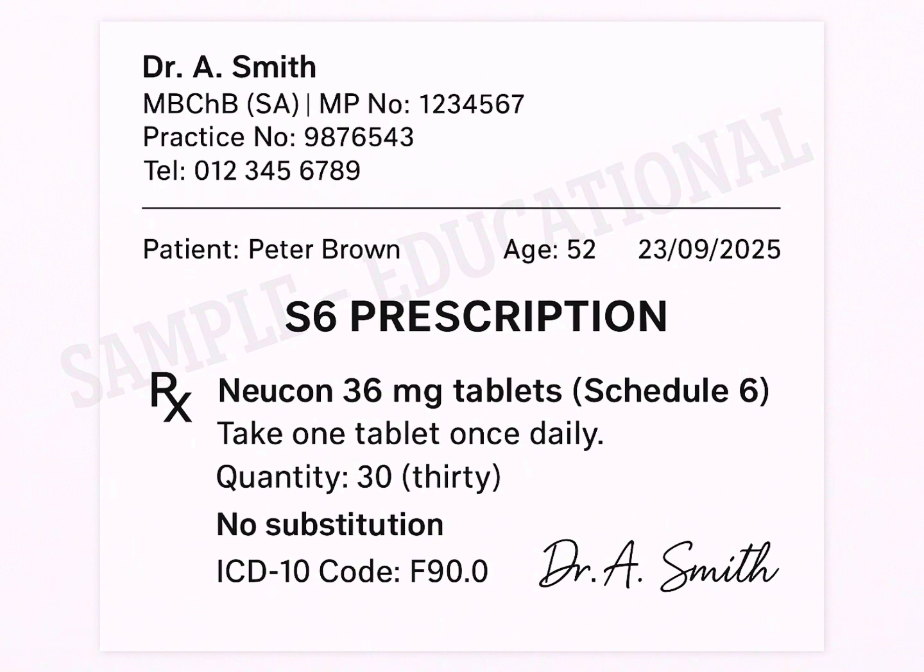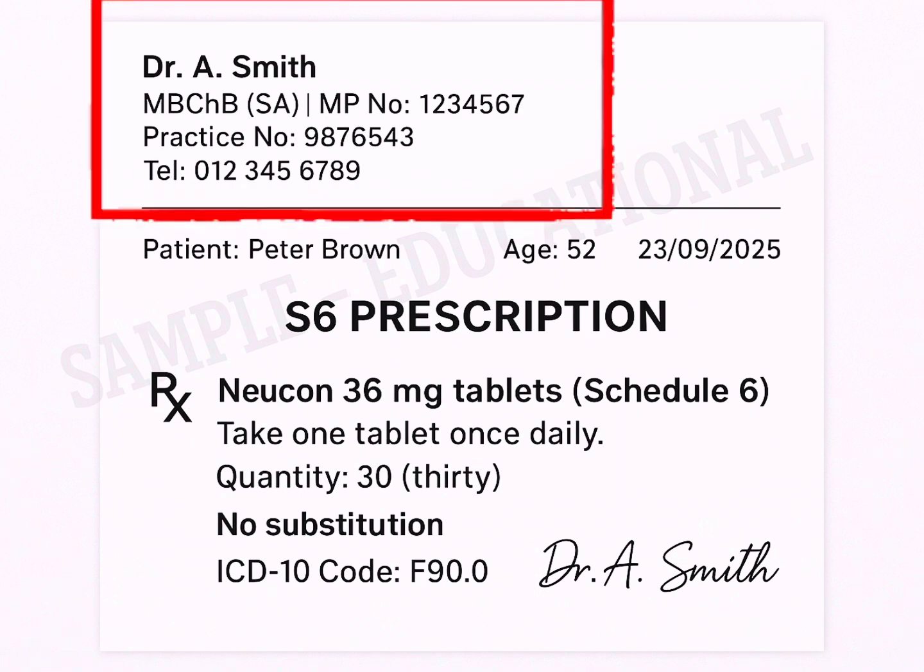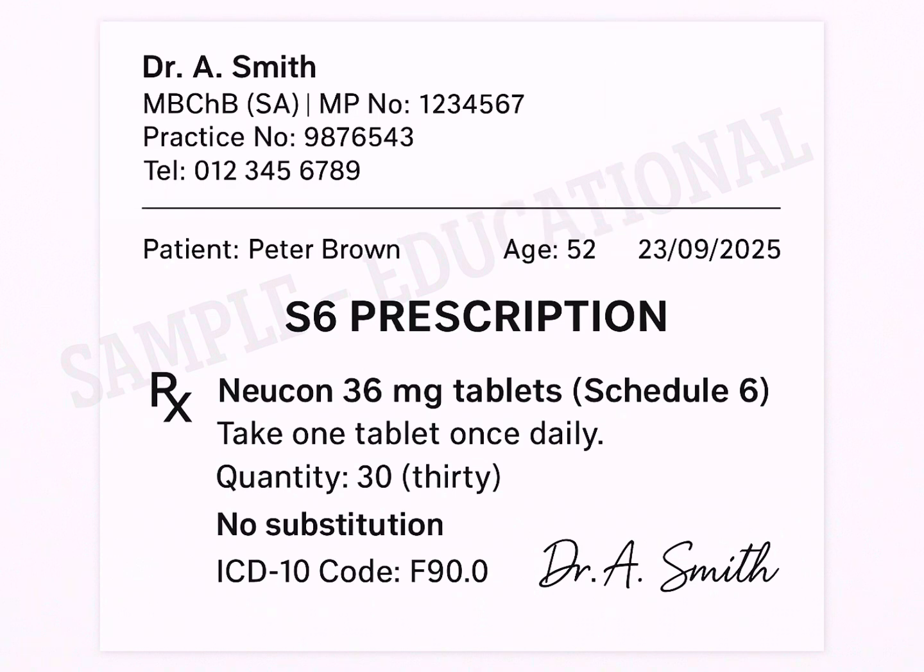So we are making a label for a Schedule 6 script. As you can see, the script is from our doctor, Dr. A. Smith. The qualification there is MBChB SA, and then there is an MP number, 1234567, and then there's a practice number, 9876543, and then there's a telephone number as well. And then the patient is Peter Brown, a 52-year-old, and the prescription was prescribed on the 23rd of the 9th month, 2025. And this is a Schedule 6 prescription.